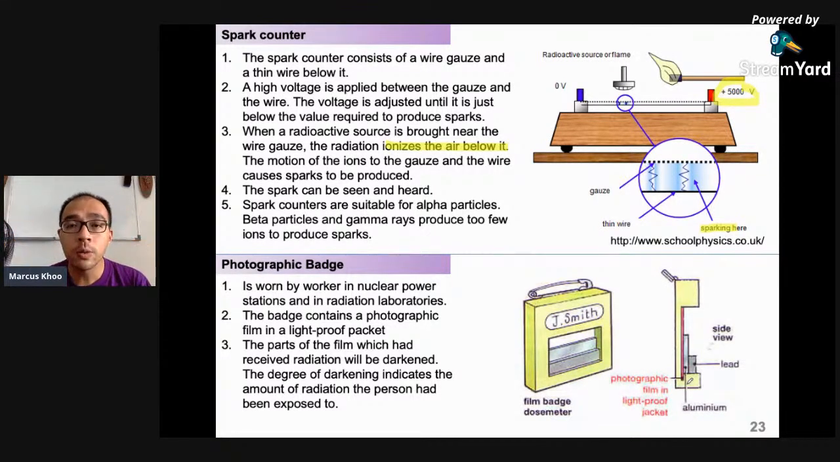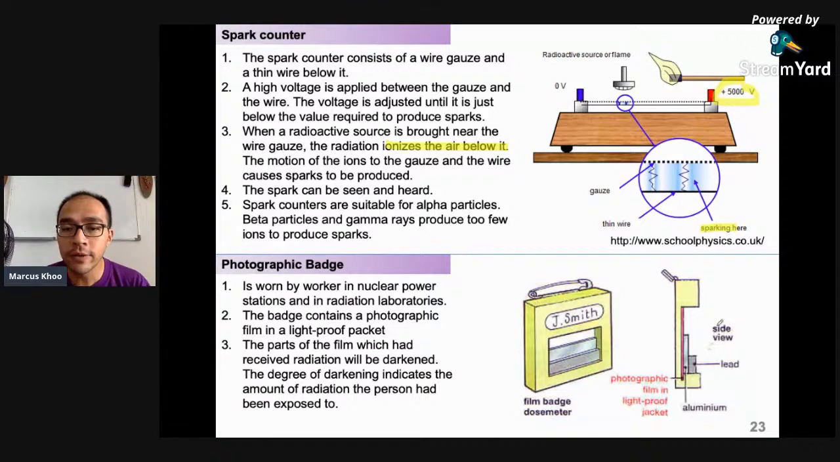If you remember how the old photography works, when the film is exposed to light, it will become darker, very black. So number three, the parts of the film which had received radiation will be darkened. The degree of darkening indicates the amount of radiation the person has been exposed to. So if there is a lot of radiation, the photographic film will be very, very black.